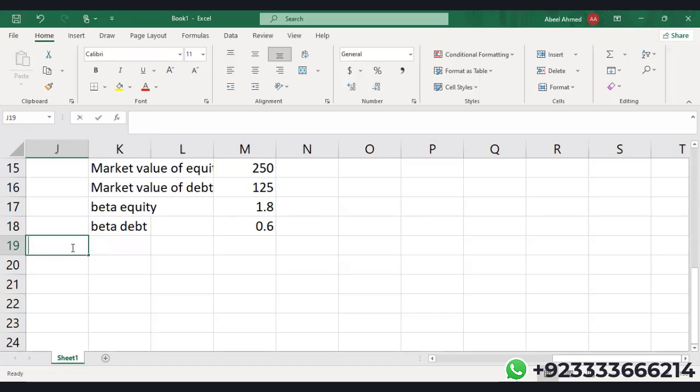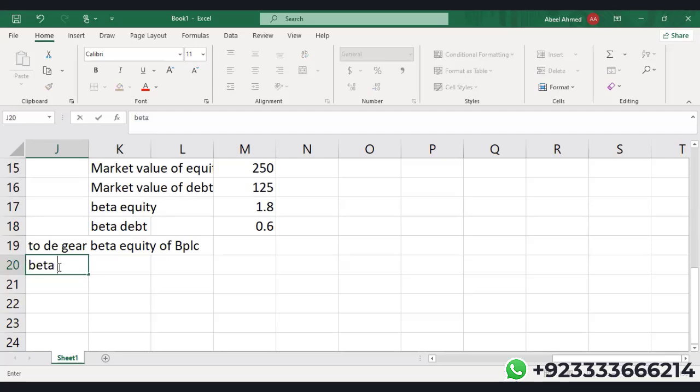Step 1 is very simple, to de-gear beta equity of BPLC. That will give us beta asset. So is equal to, the main thing is how do we calculate beta asset? I think calculating beta asset is very simple. But obviously left hand side, right hand side approach, we'll come to that. Let us first quickly calculate beta asset.